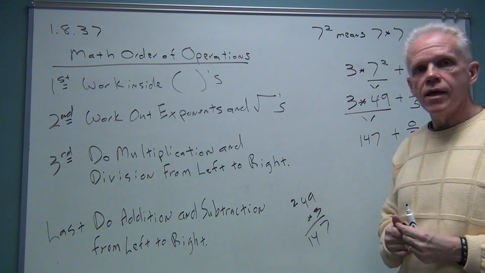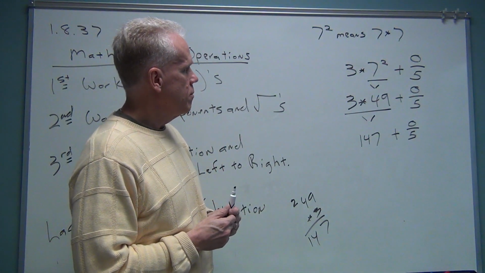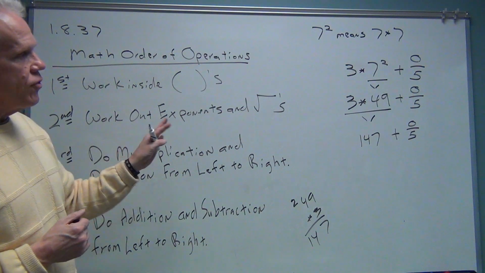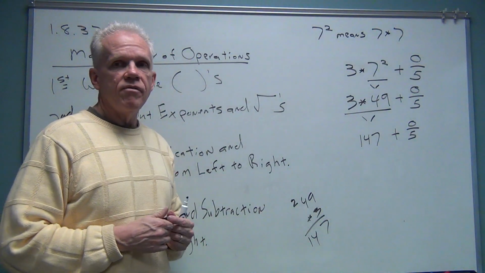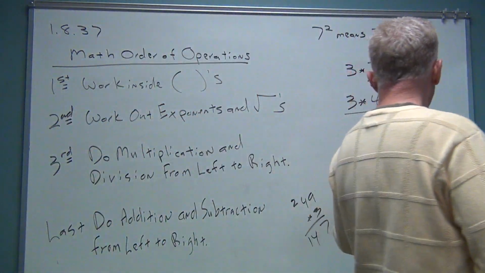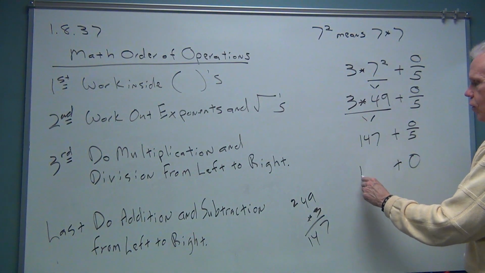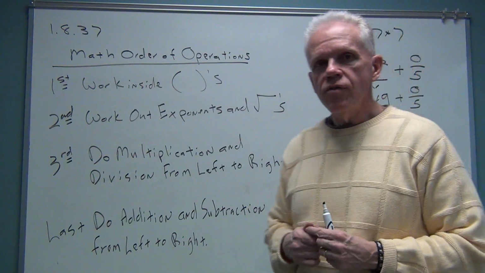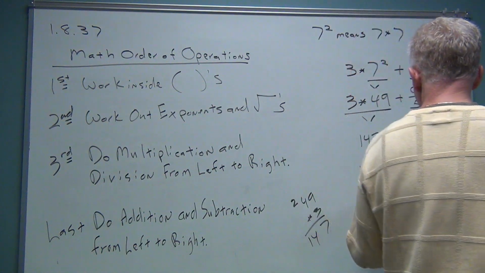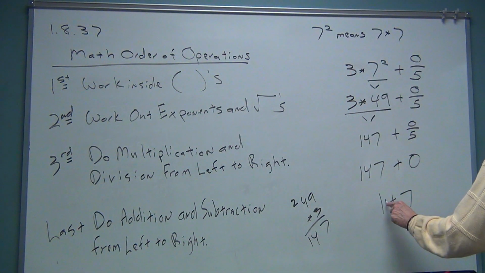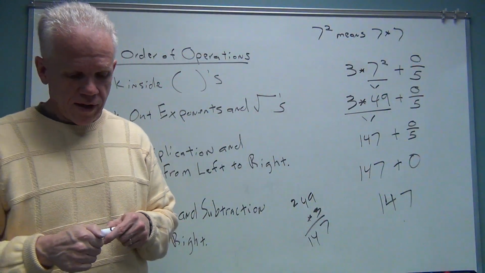147 now, plus 0 over 5 is where I'm at on that problem. So I have done my multiplication. Now we're still in the third step here. Let's do our division. 0 divided by 5, y'all, is actually 0. So I've got 147 plus 0. And finally, my addition and subtraction is last. And so my final answer is 147. So the answer to our original problem is 147.